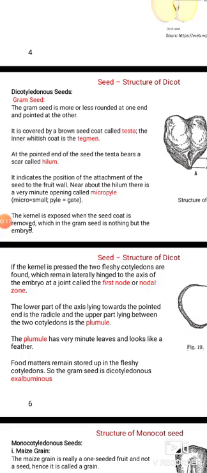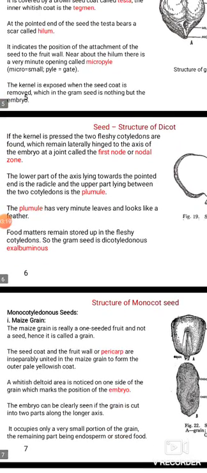Coming to the structure of monocot seed. Example is Zea mays. The maize grain is really a one-seeded fruit and not a seed. Hence it is called a grain. The seed coat and the fruit wall or pericarp are inseparable, united in the grain to form the outer pale yellowish coat.